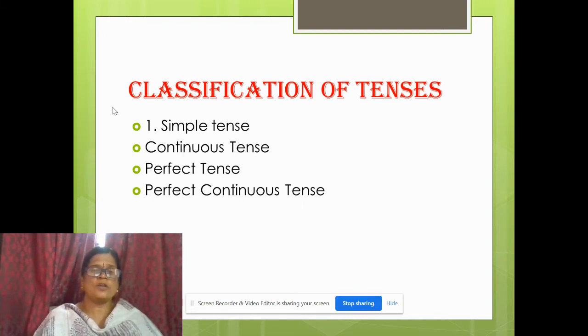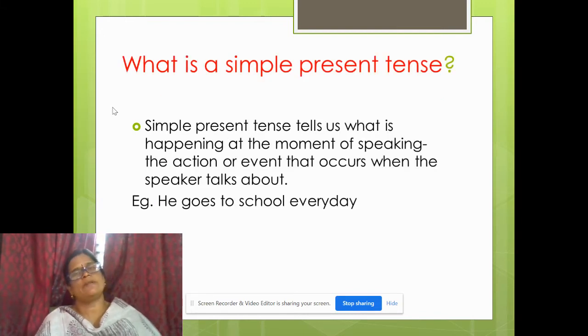So here it goes. What is a simple present tense, children? A simple present tense talks about something which is happening right now. The action which is going on right now, we use simple present tense. And I have given one small example, that is, he goes to school every day. So this is just a regular activity, a routine work you can say.